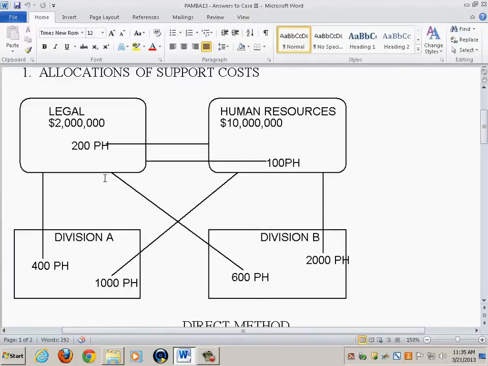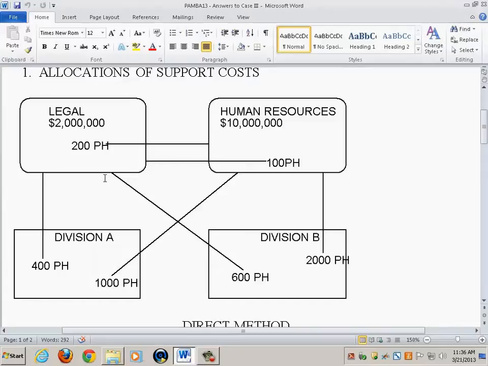So this is why the traditional costing method remains, again, a simple and quick method. But if we want a more accurate method, we want to do activity-based costing. And the way we do activity-based costing, we first of all do an activity analysis, a detailed activity analysis of human resources and legal, and we delineate all their activities.